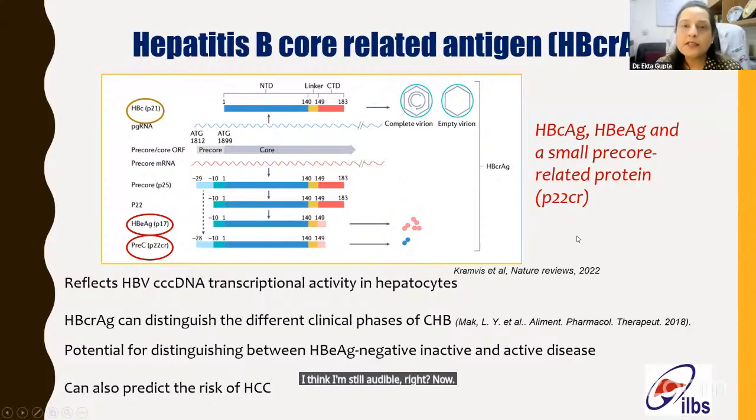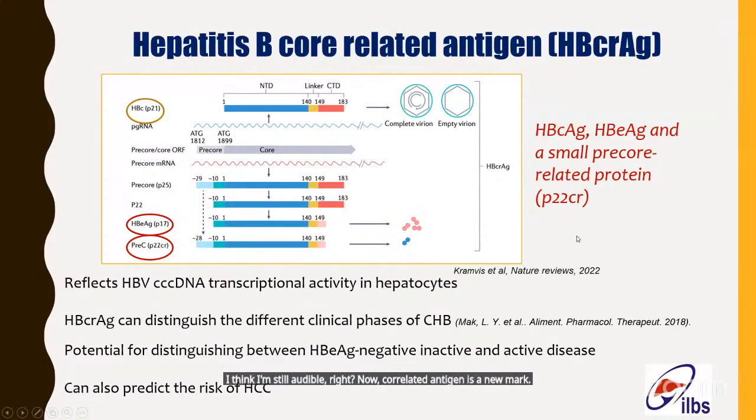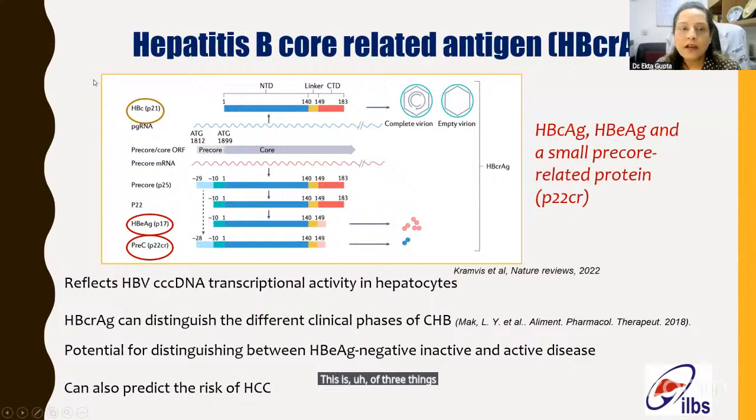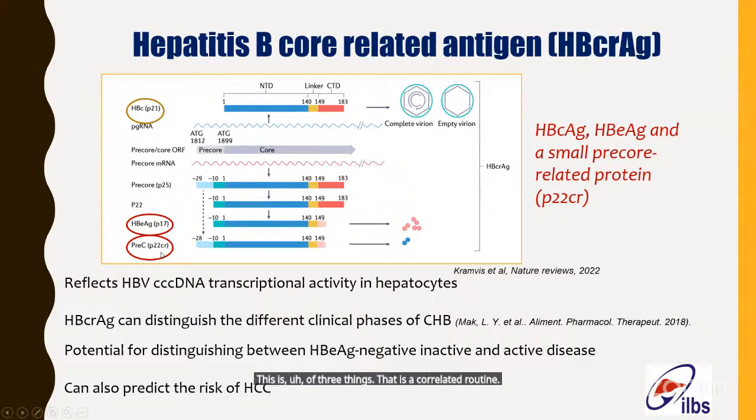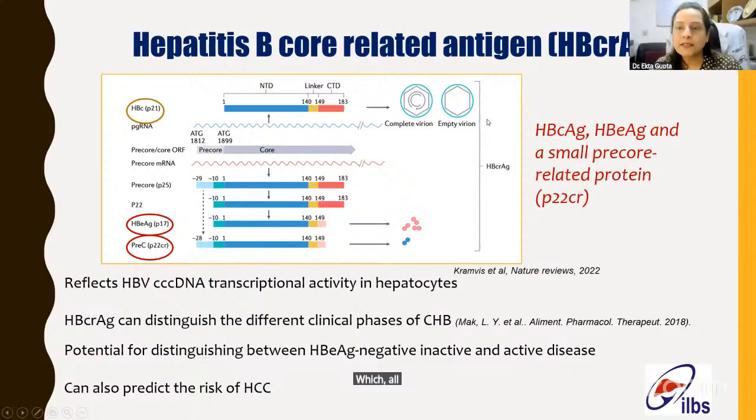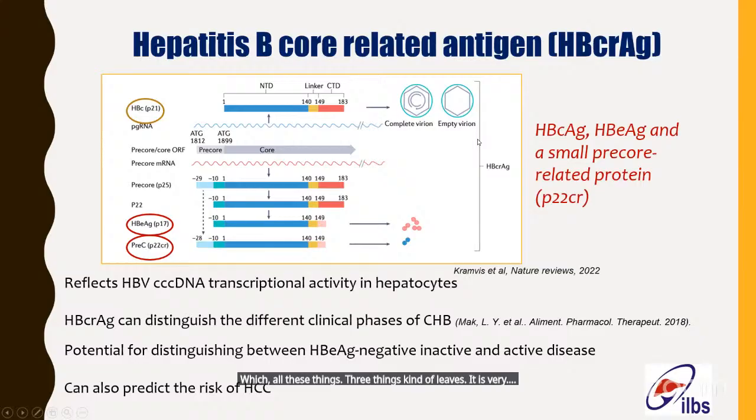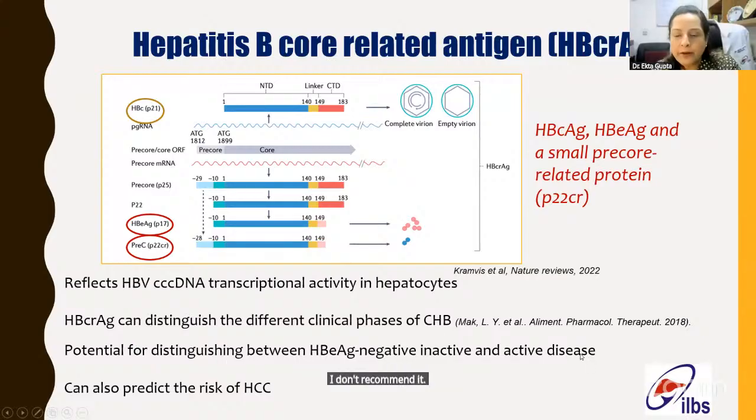Now, core-related antigen is a new marker. It consists of three things: the core-related protein, the E antigen protein, and a pre-core protein, all three of which are released. It is a very, very recent marker. Only the literature is available to evaluate it, and it has been shown to correlate with DNA. And this can be used to monitor a patient or at least predict the chances of reactivation or HCC.